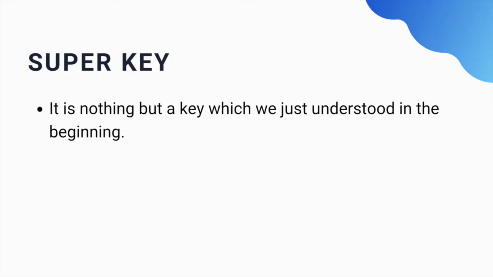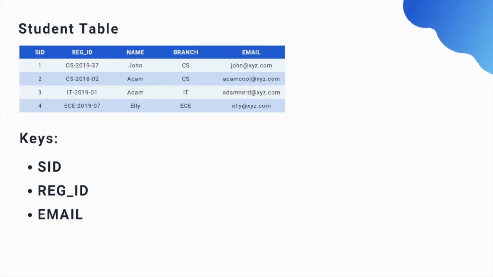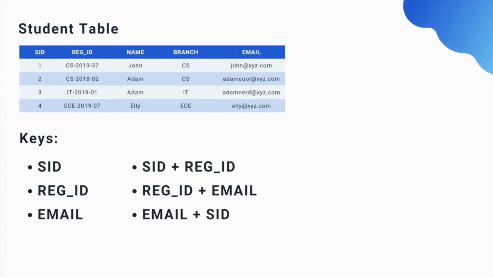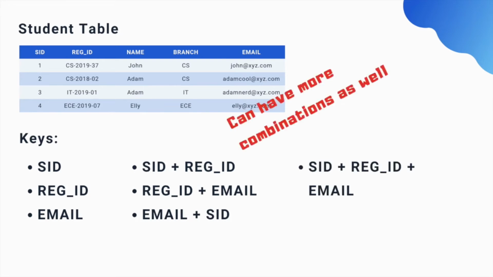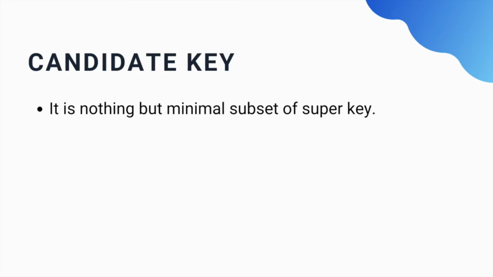Super key is nothing but a key. It is a superset of keys in which all possible keys are included. Like in our example, SID, registration ID, email, then combination of them, SID and registration ID, email and SID, and then all 3 together, SID, registration ID, email, all are super keys. There can be more as well. In simpler words, an attribute or a set of attributes that can be used to identify records in a table is a super key. Then comes candidate key.